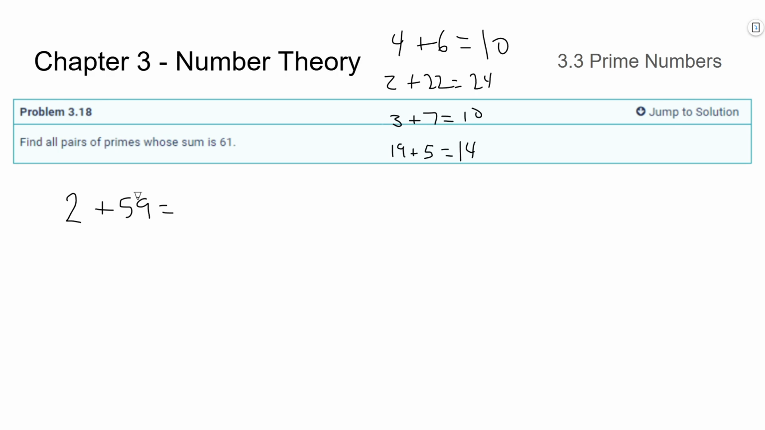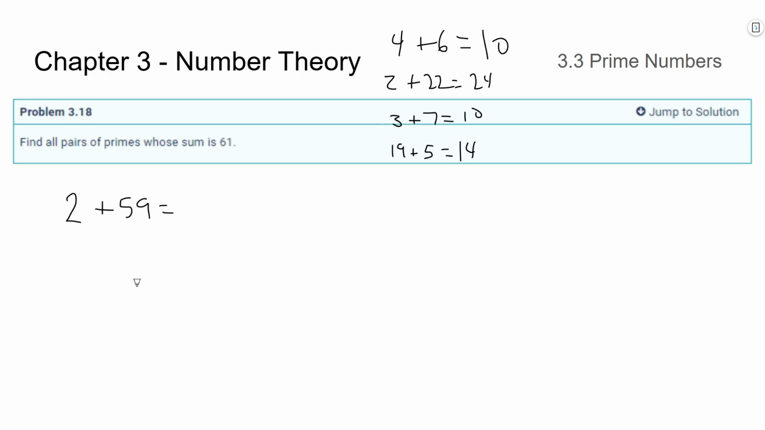Now, is 59 a prime? Well, I sure hope so, because if it's not a prime, then nothing's going to work. But let's go ahead and check to see if 59 is a prime. So 59, it's not even, so it's not divisible by 2. How about 5 plus 9 is 14? That's not a multiple of 3 or 9. 4 doesn't work. 5, no.